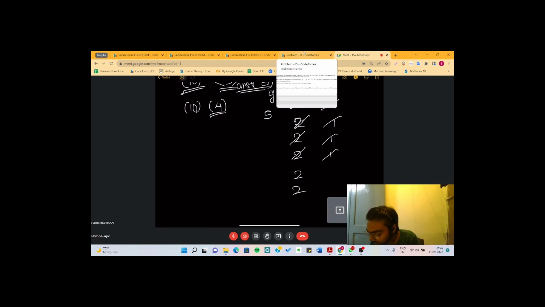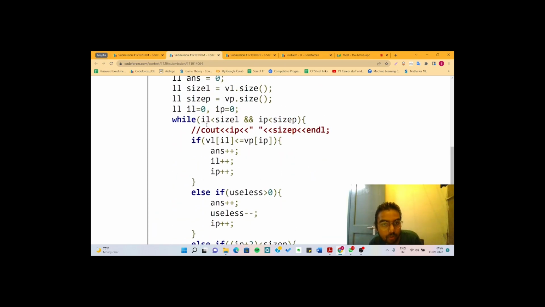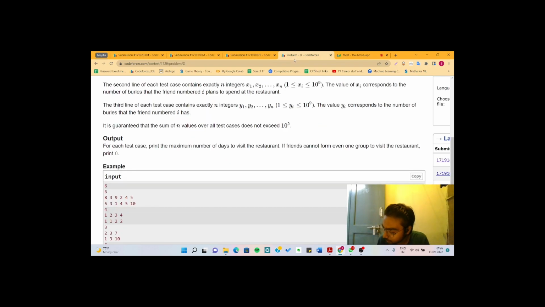Now when you are here, as soon as you finish off your loss, you'll come out of this loop, because IL will be equal to size of L. Since this becomes true, you're out of the loop and you're left with some profit people and some good people. There can be two cases: either you are left with some profit people or there are no profit people. If there are some profit people, you'll increment your answer with profit people plus good people by 2. Otherwise, you will just increment your answer with good people by 2.